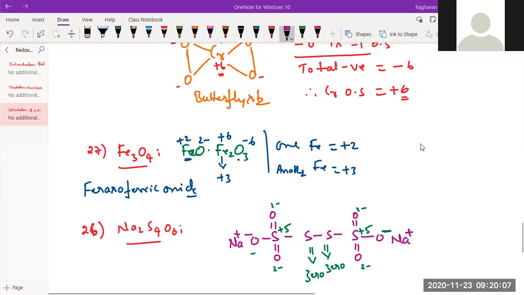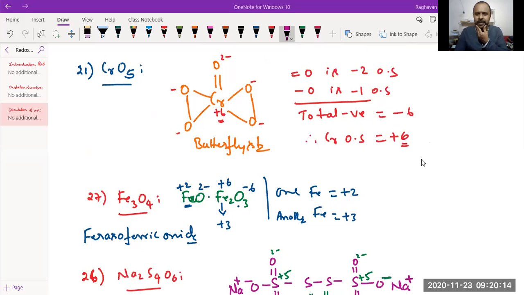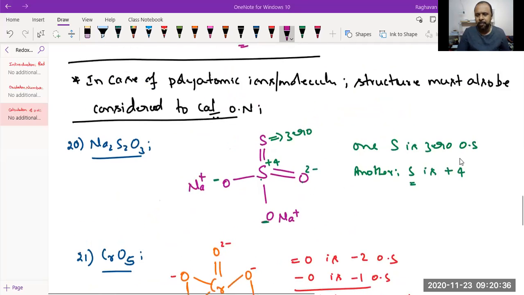Sir, we will not know the structure of any compound they give, no, sir? Then how to? That's why some common compounds like this butterfly structure are quite popular. You should know. It is not that every compound will be asked. Some common compounds, whichever I have given here, generally. I have given little excess only. They'll ask you either CrO5 or Fe3O4, such kinds of compounds, or sodium thiosulfate, not beyond that.